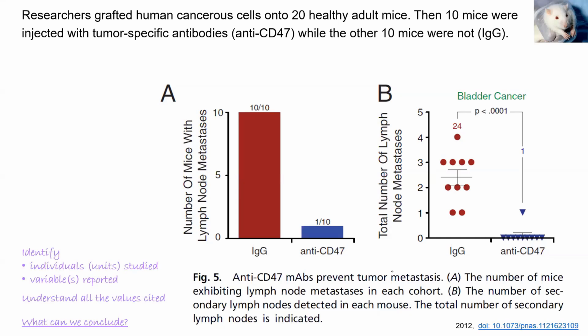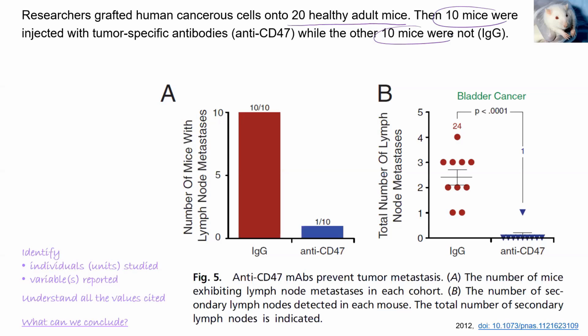So let's start with identifying the individuals. In this case, we know that there was a total of 20 healthy mice that were then split into two groups, a group of 10 that received tumor-specific antibodies as a potential treatment for cancer, and another group of 10 that received just some basic treatment that should not be effective. Those two treatments can be considered one variable, a categorical variable, treatment 1, treatment 2.